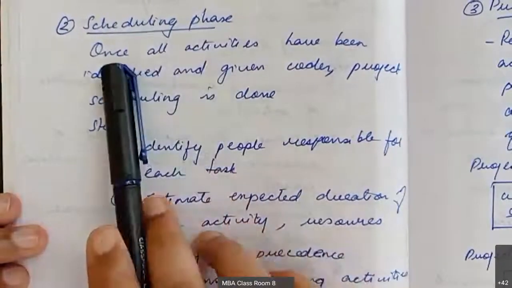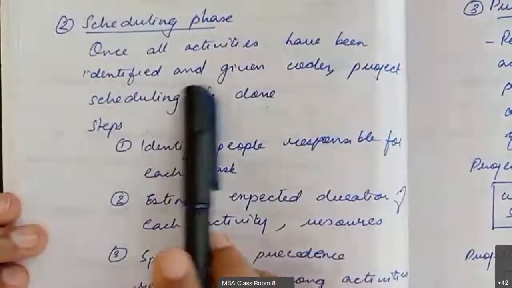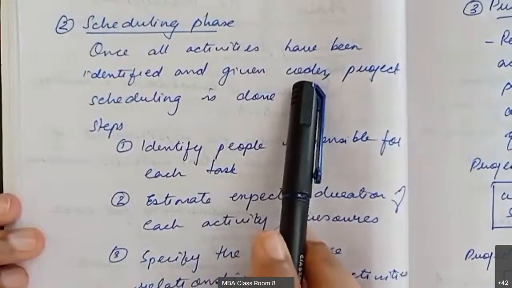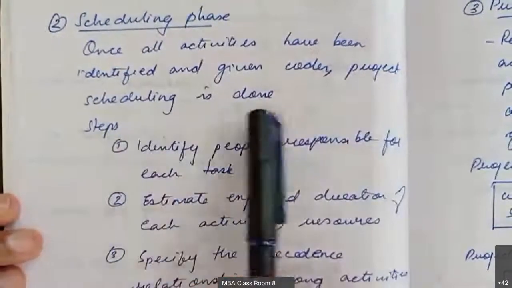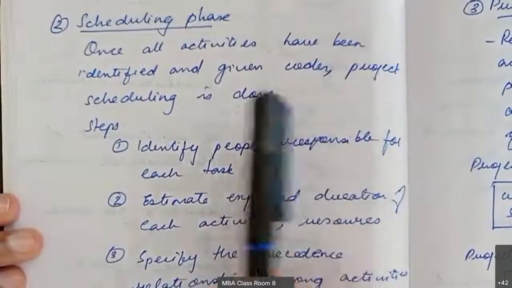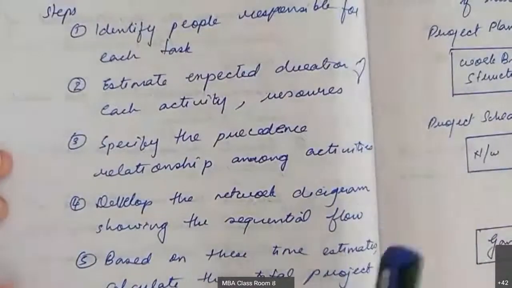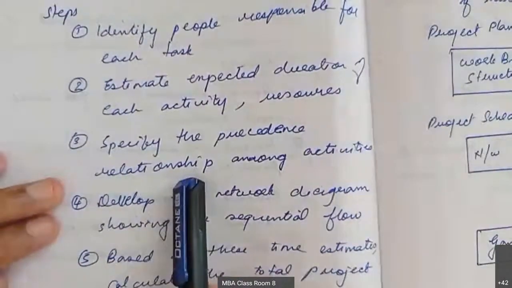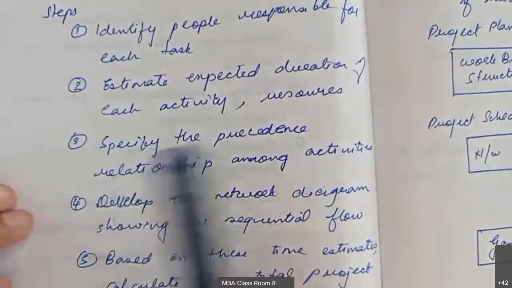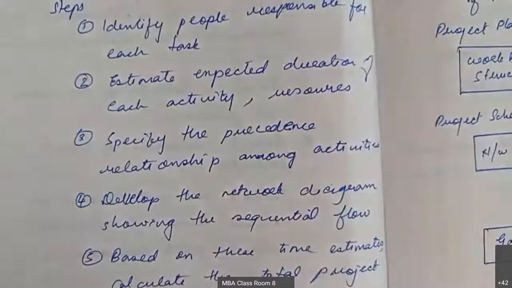Just read this. Once all activities have been identified and given a code, code means just name, project scheduling is done once the first phase gets completed. For this we will draw the precedence relationship. Precedence relationship means after one activity, the next activity follows. So what does precedence mean?